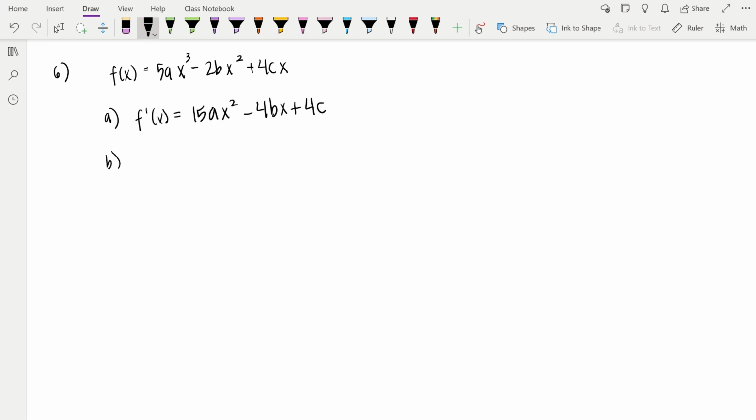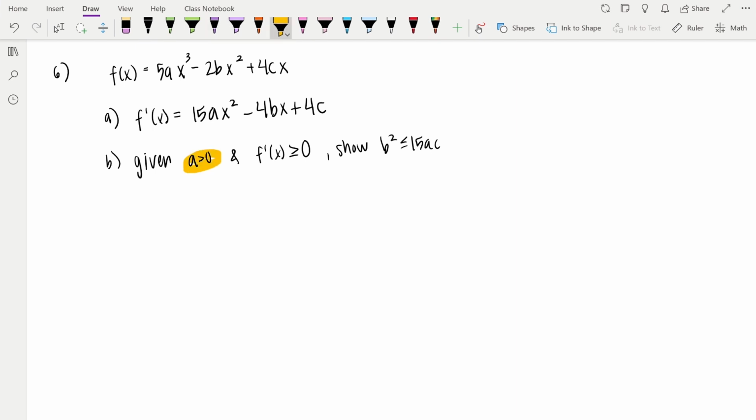So we are given that a is greater than 0, and this first derivative is always at least 0. We need to show that b squared is less than or equal to 15ac. Don't start here. We don't start with what we want to show. We just hope it sort of falls out. We focus on what's given.